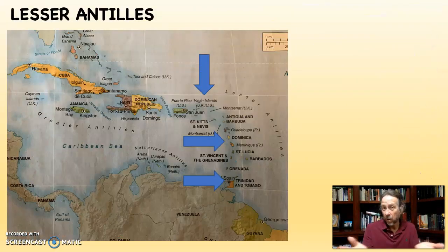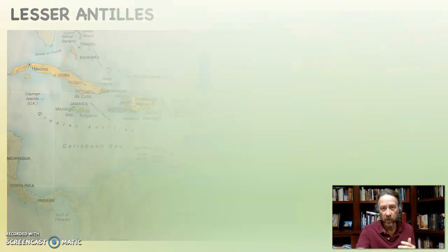The Lesser Antilles are all of the rest of the little islands, from the Virgin Islands up in the north down to Trinidad and Tobago. So it's that arc of small islands that's off to the eastern side of the Greater Antilles.